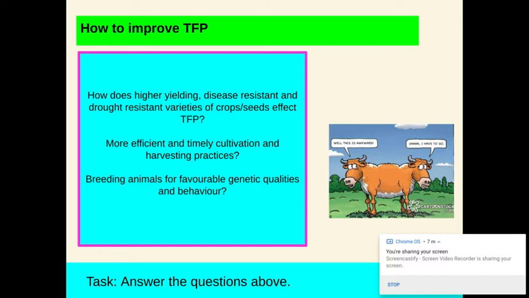So the next question, do more efficient and timely cultivation and harvesting practices improve TFP? And if so, how? And lastly, and this is definitely one that might get you debating, and feel free to do that, is breeding animals for favourable genetic qualities and behaviour, does that improve TFP as well? So I've got some good real life examples around that for you, and I'll share those with you on a doc. Okay, so if you can answer those in your notes, that'd be terrific.